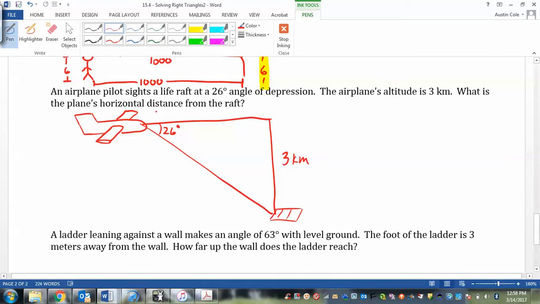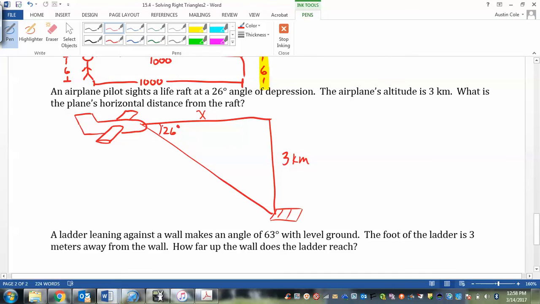What is the plane's horizontal distance from the raft? So are we going to find this? No, we're going to find this. Guys, I can't say most of the time, but a lot of the times we will not find the hypotenuse. It's hard to measure that stuff in real world situations. So most times we will not. We can, it's possible. So don't say I said never, but more times than not we won't.